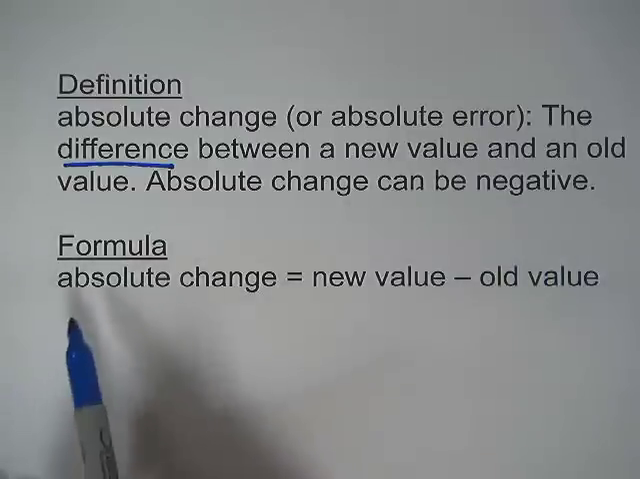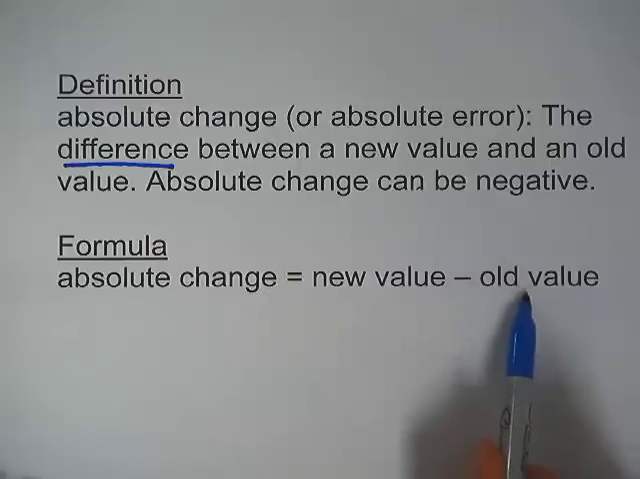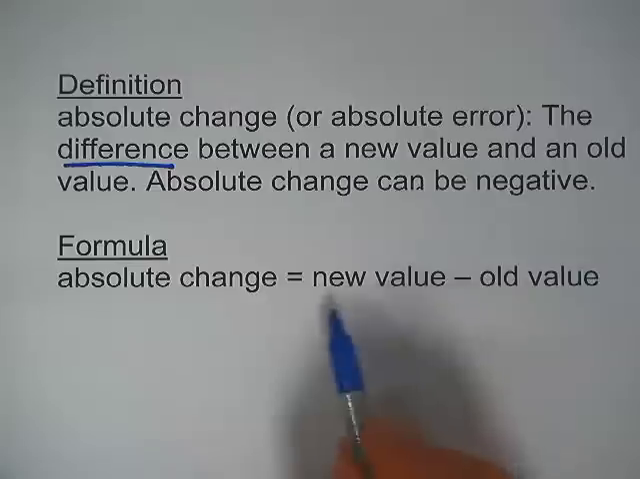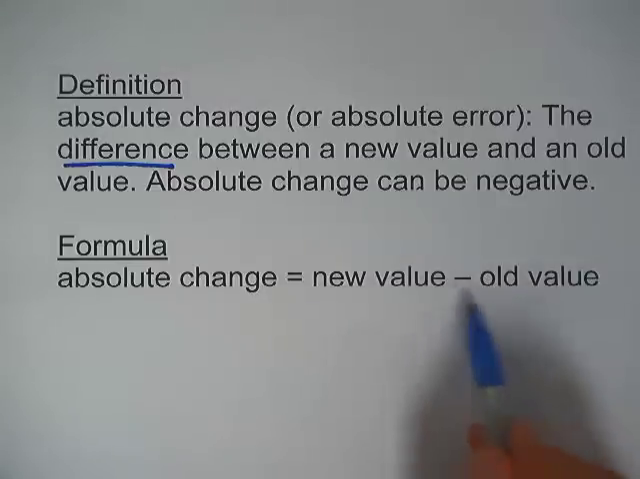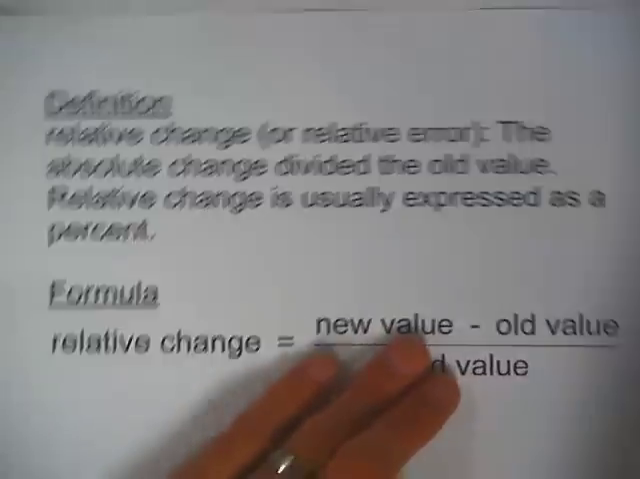So just as a formula, absolute change equals new value minus old value. So that's the difference between the new and the old. So new minus old. Okay, and it does need to be in that order. New always needs to be first, and then you're subtracting the old. Okay, so that's absolute change.